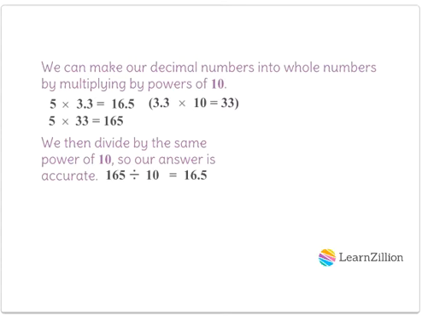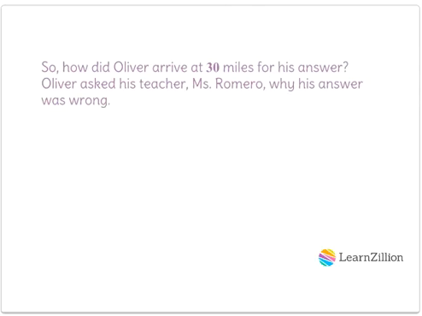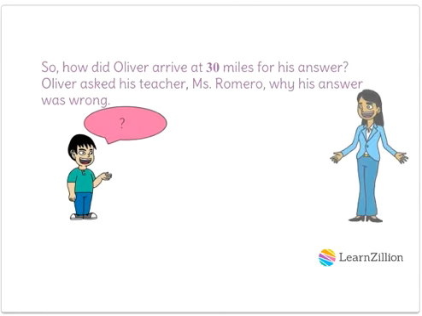Let's check back with our estimation. 16 5/10 is between 15 and 20, and it is closer to 15 than it is to 20. So how did Oliver arrive at 30 miles for his answer? Oliver asked his teacher, Miss Romero, why his answer was wrong. Miss Romero told Oliver that it was a great strategy to use an array, but instead of decomposing 3 3/10 into a whole number and a decimal, Oliver had treated the 3/10 as a whole number.